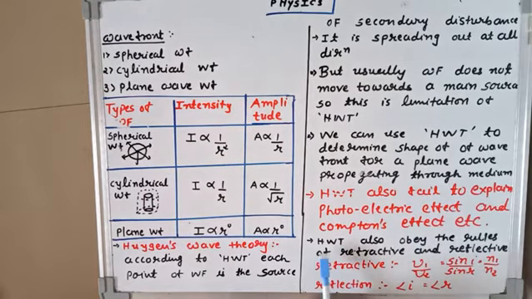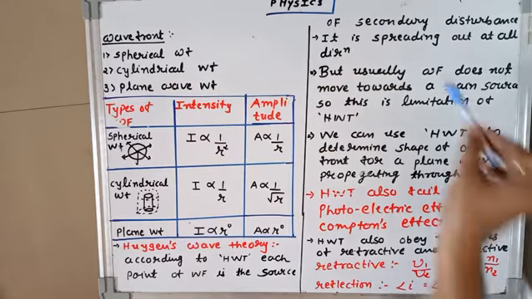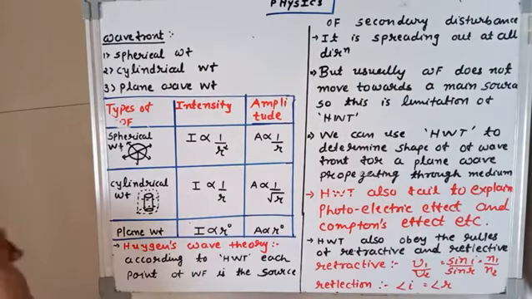Now the benefit is that it obeys the rules of refraction and reflection. For refraction, V1 upon V2 is equal to sin i upon sin r, as we studied in ray optics, according to Snell's law. So V1 upon V2 is equal to sin i upon sin r, which is equal to n2 upon n1. For reflection, the principle is i is equal to r. It means the incident angle is equal to the reflection angle. So this is the basic knowledge of the wave theory.